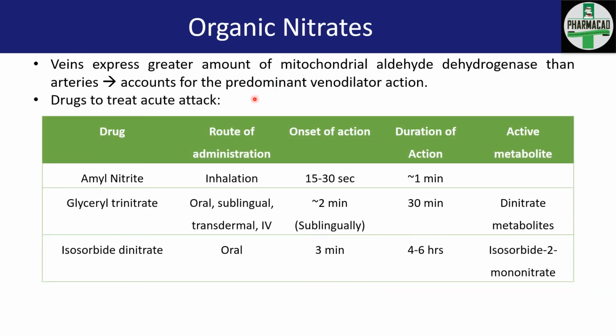The drugs to these are the organic nitrates, which are used to treat acute attack rather than preventing. These are preferred for treating when the attack is happening. So amyl nitrate, glyceryl trinitrate, and isosorbide dinitrate. This glyceryl trinitrate is also known as nitroglycerin. Now in this, if you see, glyceryl trinitrate is available in multiple dosage forms for different routes of administration.